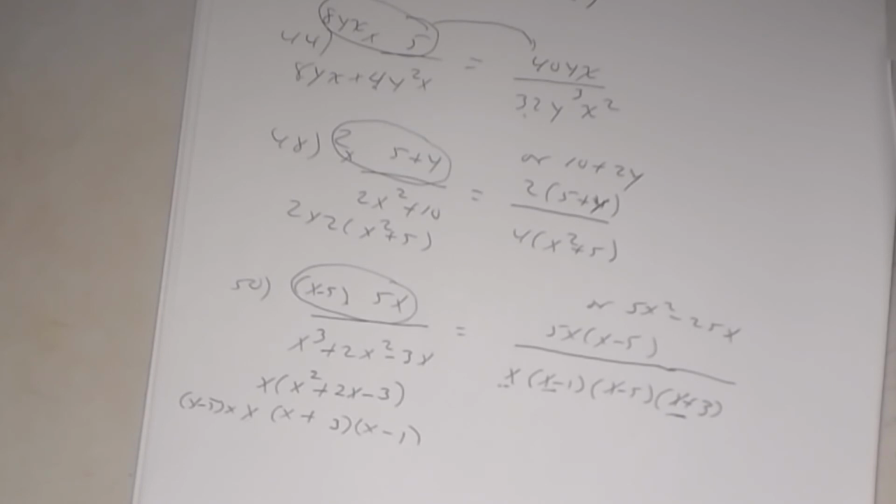Now, when you do MyMathLab, if for some reason you put it as 5x times x minus 5, you still get credit. But if they mark it wrong, then go ahead and distribute.